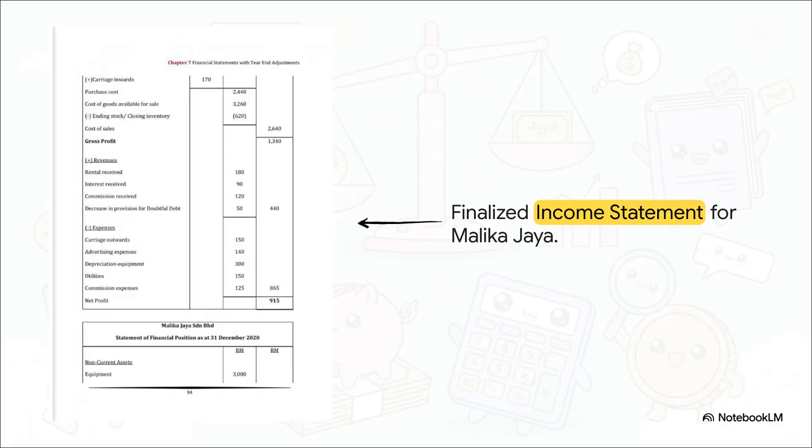And honestly, it is so incredibly satisfying to see how all that beautiful math looks when it's perfectly formatted into the completed income statement. You can see the logical flow so clearly here. Sales minus cost of goods sold gives us gross profit. Add the revenues, less the expenses, and boom, we land smoothly on that RM915 net profit.